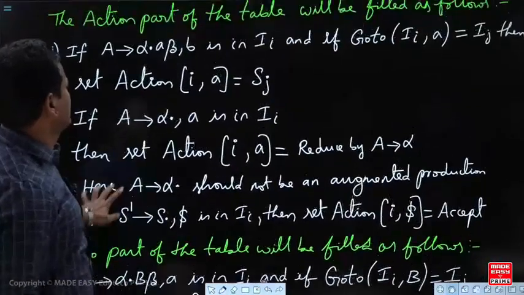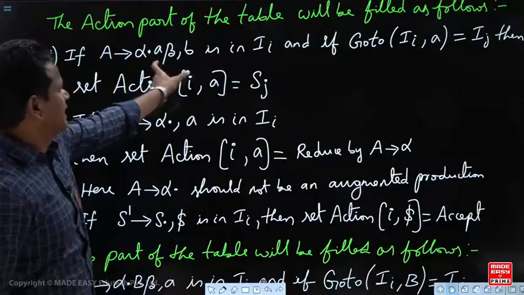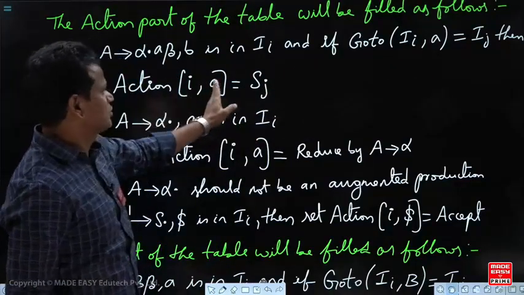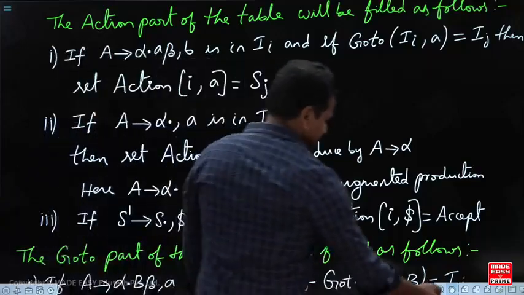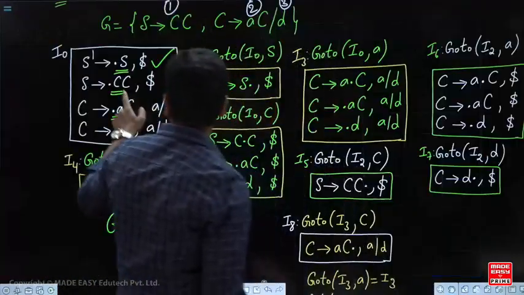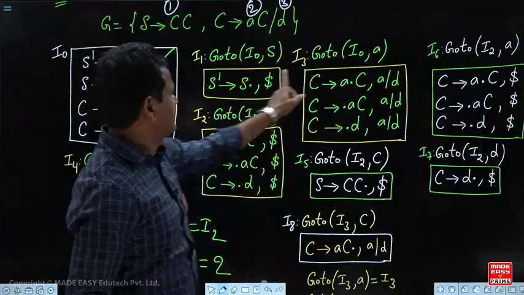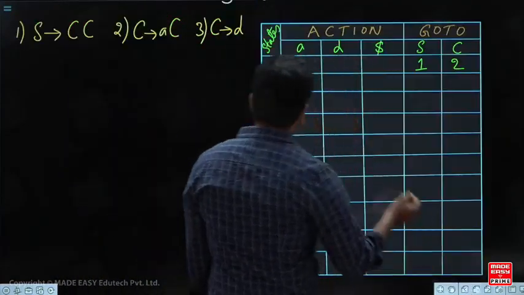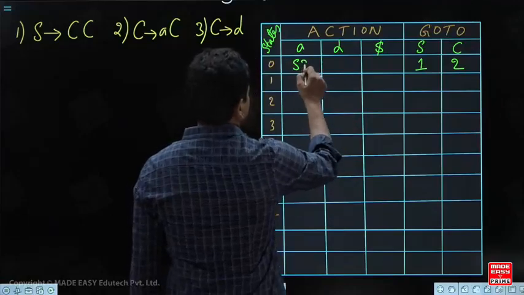Suppose goto of I comma a equals Ij. Then in the I-th row, a column, we write shift j, like that. Here I0 comma small a has gone to I3. So 0 comma a is S3. 0 comma a is S3.